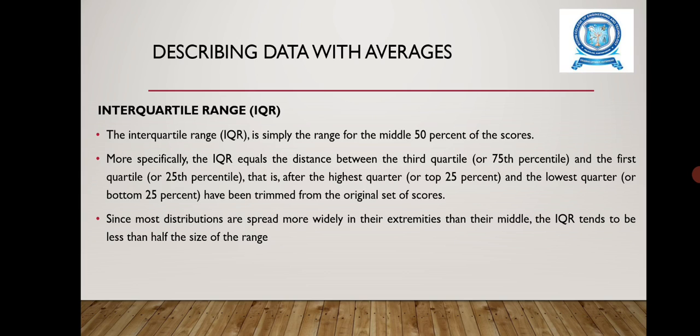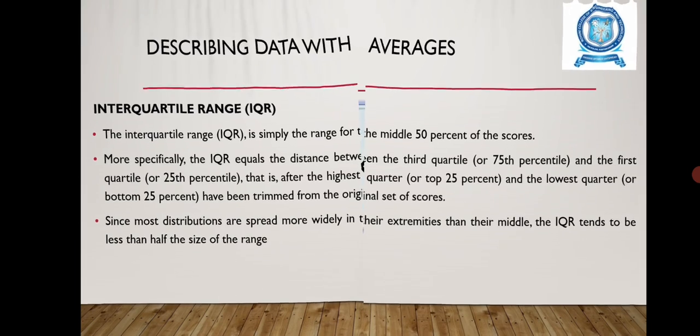Since most distributions are spread more widely in their extremities than their middle, the IQR tends to be less than half the size of the range.